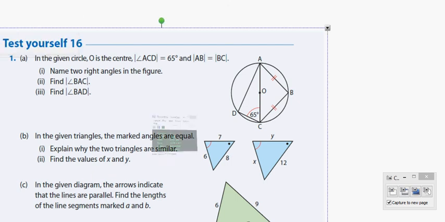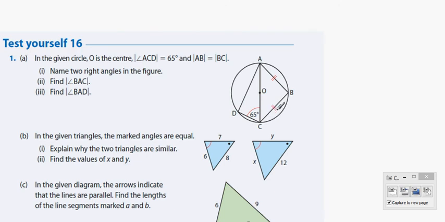Okay, test yourself 1A. In the given circle, O is the center, angle ACD is 65 degrees, and AB equals BC. This means it's an isosceles triangle. Name two right angles in the figure.